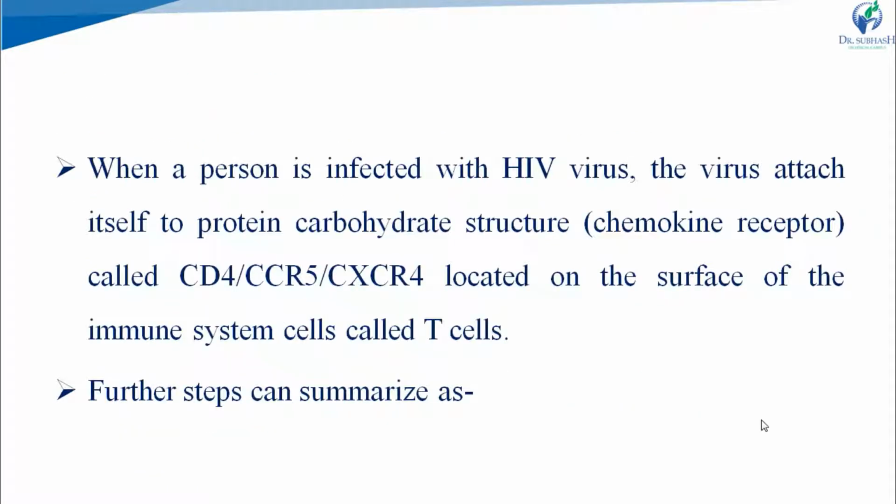Now, how does this HIV virus replicate, or you can say, what is its life cycle inside the host? When a person is infected with the HIV virus, the virus attaches itself to protein-carbohydrate structures known as chemokine receptors, which are present on the host cell membrane. They are called CD4, CCR5, CXCR4. They are the chemokine receptors located on the surface of the host cell, that is T cells. So the HIV virus binds to this type of receptor on the host cell.